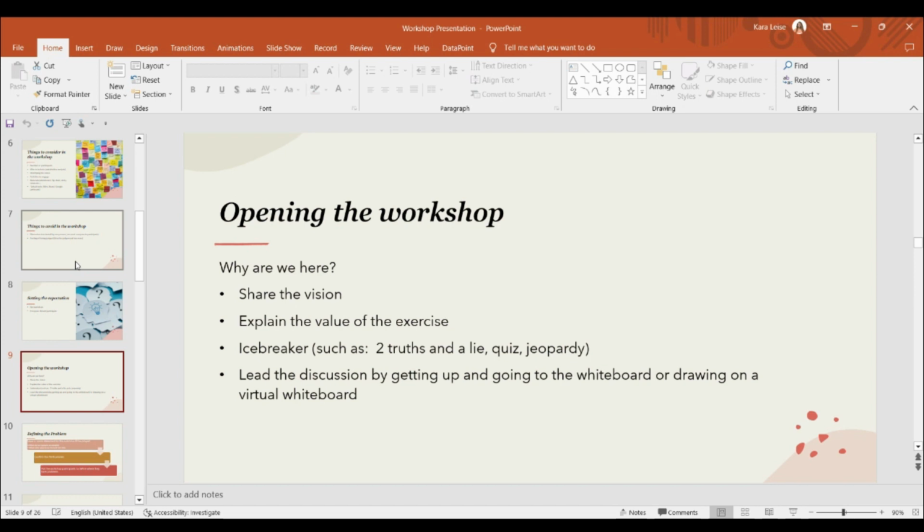Then you want to lead the discussion by getting up and going to the whiteboard or drawing on the virtual whiteboard, which is the online version. So you physically wouldn't get up if you're virtual, right? But you want to own the session. You want them to know that there's somebody in charge and that person is you. So you're going to be the one talking. You're the one passing it off to the next person. You're the one facilitating the whole meeting.